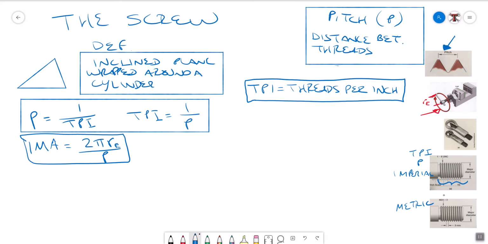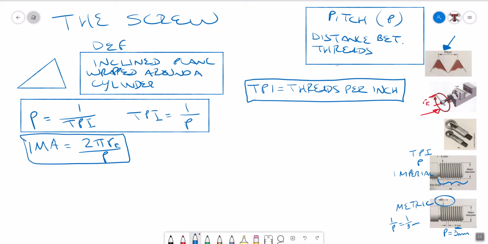If you notice here, the number says M24 times 3. What does that mean? Well, if you notice at the bottom, you have 3 millimeters. That is the distance between the threads. So our pitch is going to be 3 millimeters. Now, what is going to be my TPI if I wanted to know that? Well, TPI is going to be 1 over P, or 1 over 3 millimeters. But we're not going to worry about that right now.